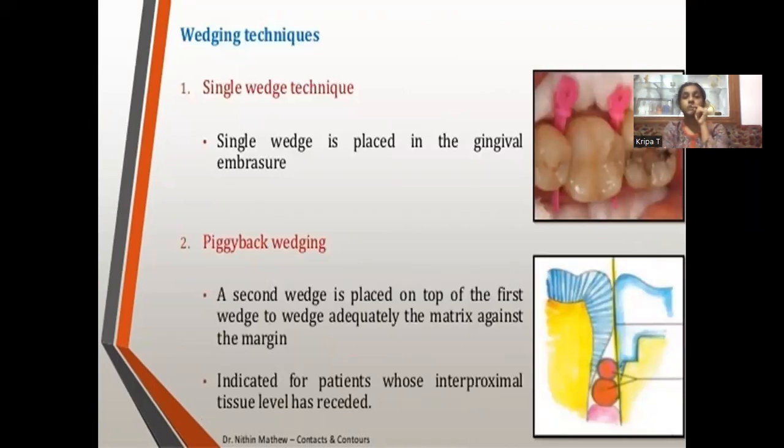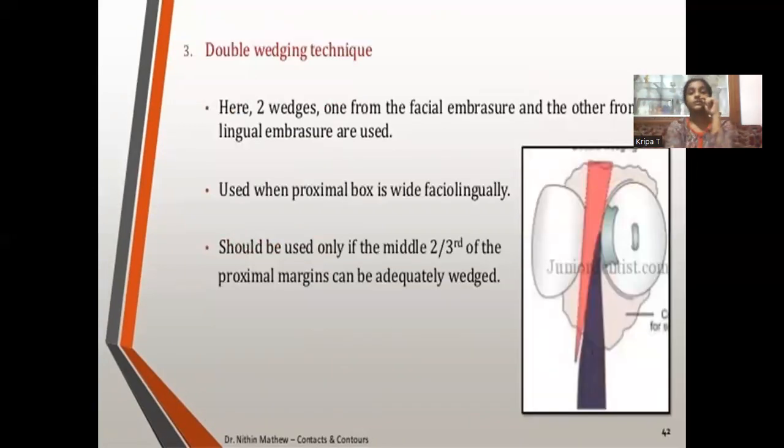Wedging techniques: you have the single wedge technique, where one wedge is placed. Piggyback: the second wedge is placed on top of the first for adequate adaptation of the matrix against the margin in patients with the interproximal tissue level receded. Double wedging, where one wedge is placed from the facial, the other from the lingual. Used when the proximal box is wide facial-lingually. Should be used only if the middle two-thirds of the proximal margin can be adequately wedged.